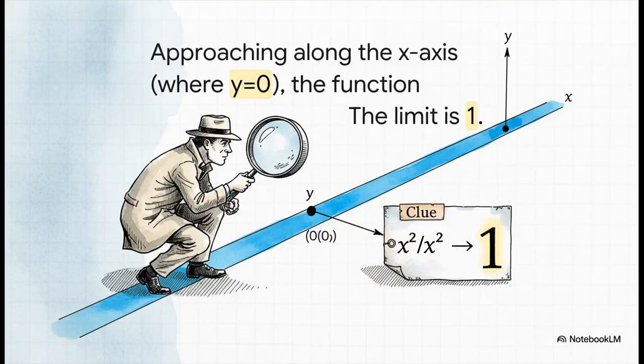Let's talk to our first witness, the x-axis. Now, along this path, the y value is always 0, right? So we just substitute y equals 0 into our function. And what happens? We get x squared over x squared, which just simplifies to 1. So along this path, the limit is 1. Okay, let's file that away.